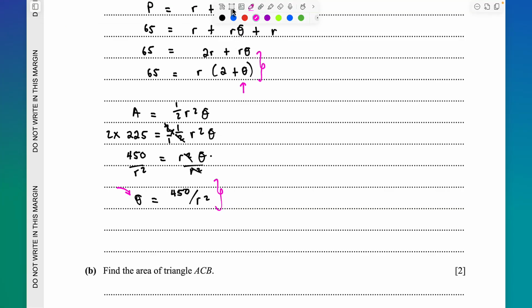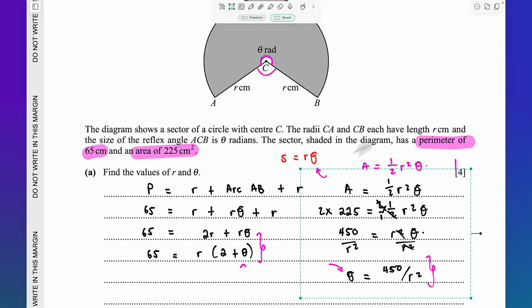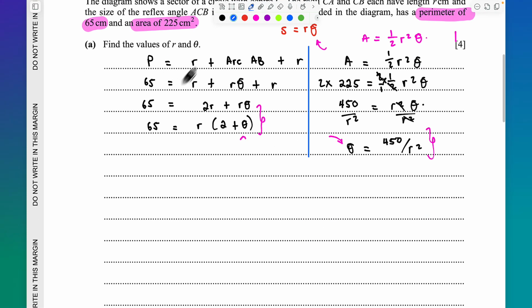So what I'm actually going to do here is take this and move it up here. Let's just create a divider over here, just to show that these were different. Now this equation is actually going to turn into 65 is equal to r multiplied by 2 plus, but instead of having theta, I'm going to substitute this expression over here. That's going to be your 450 divided by r squared.